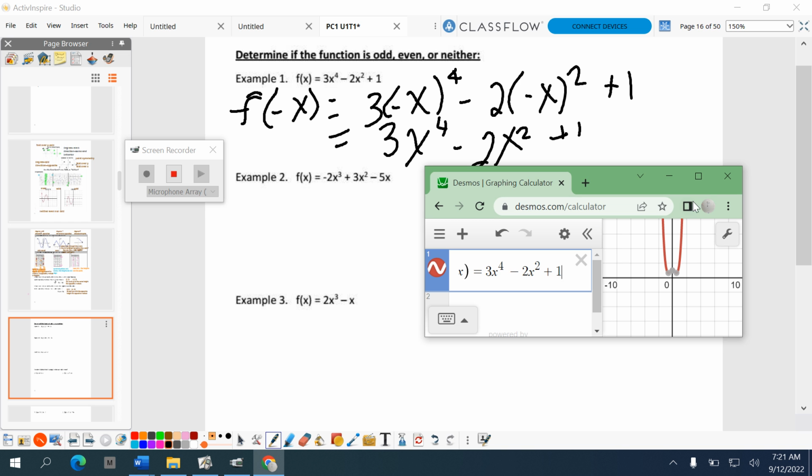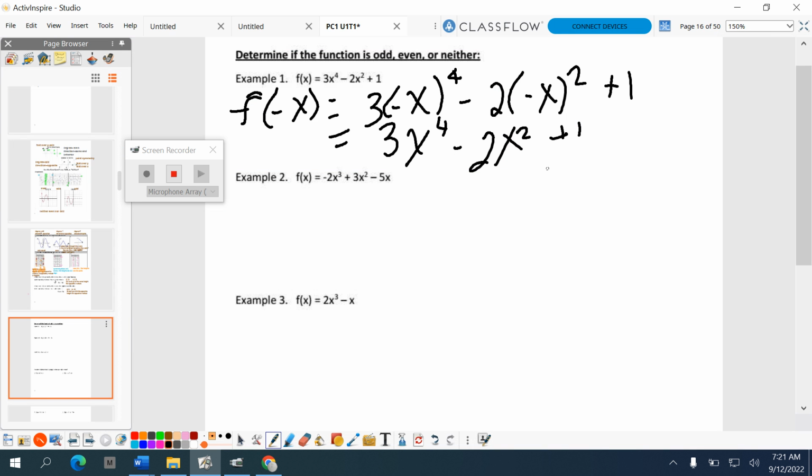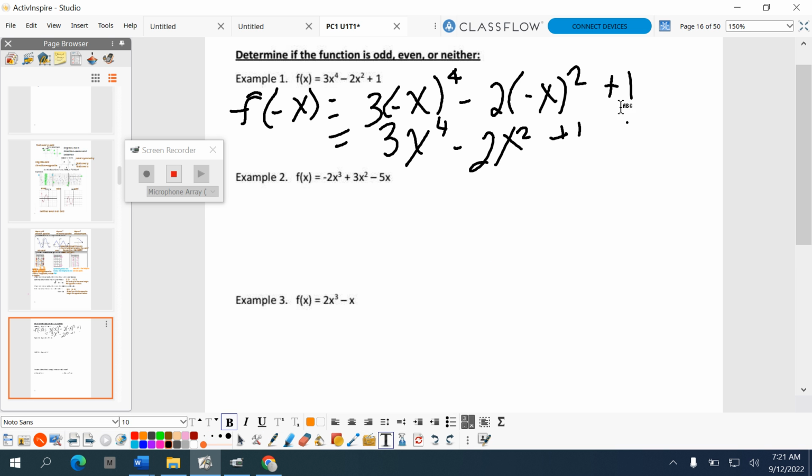All right, and here's our function. So if we look folded over, it's symmetrical, guys. So I checked algebraically, and my conclusion is this function is even. It's even, because when I plug the negative in, I get the same function. All right, so what does that look like? What does that mean? What's different here?